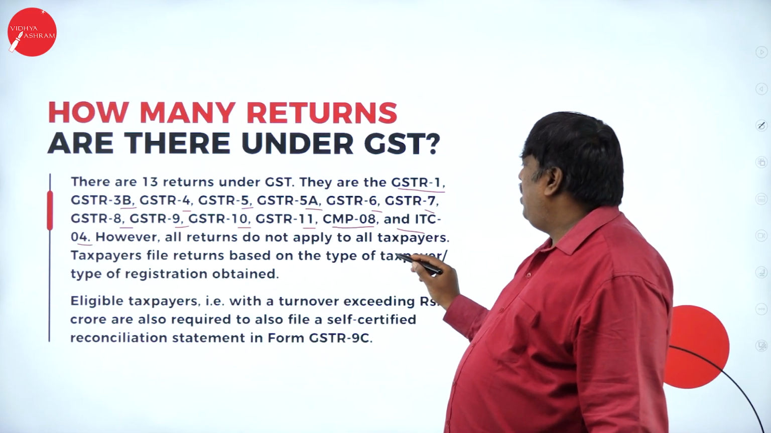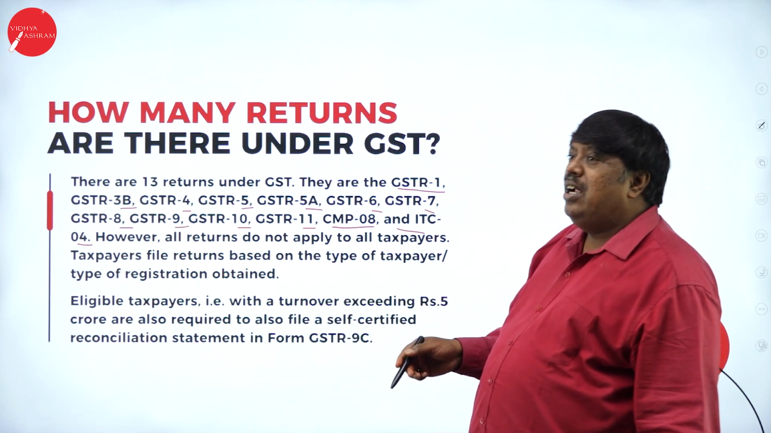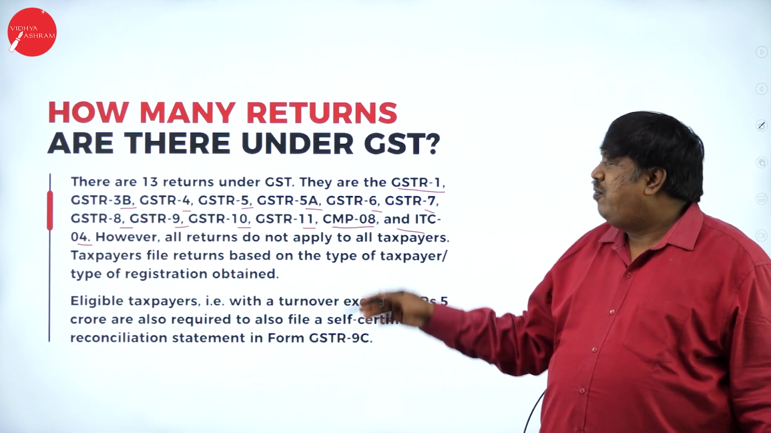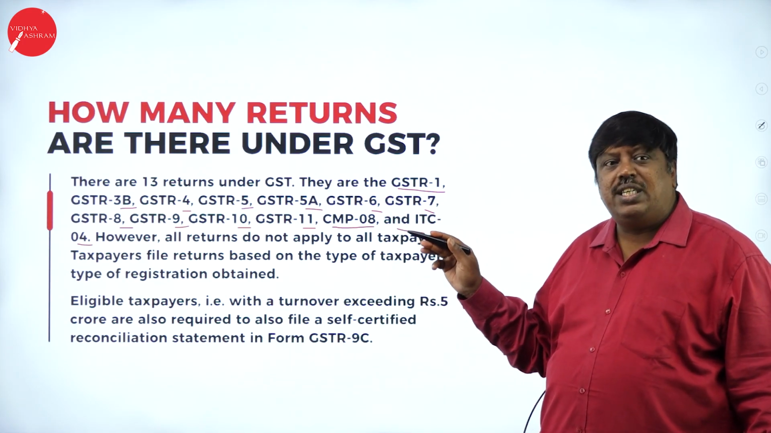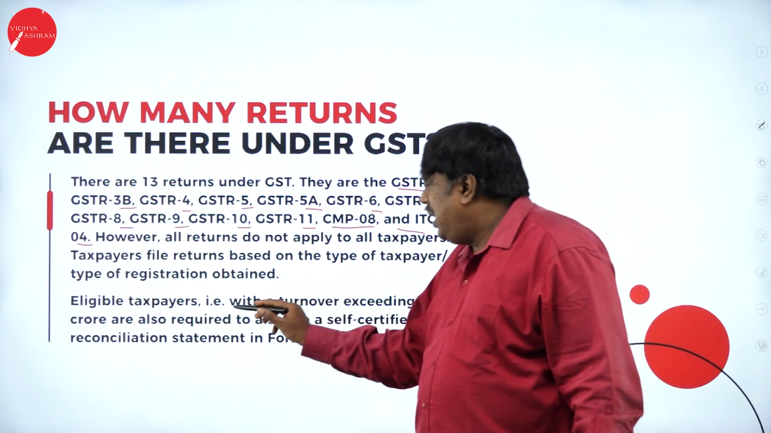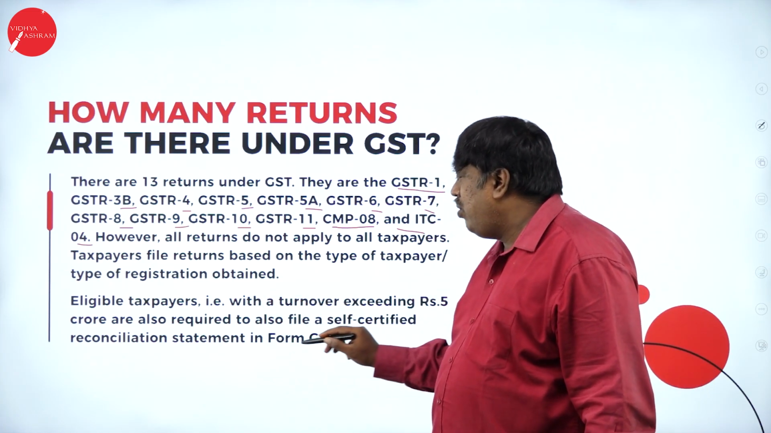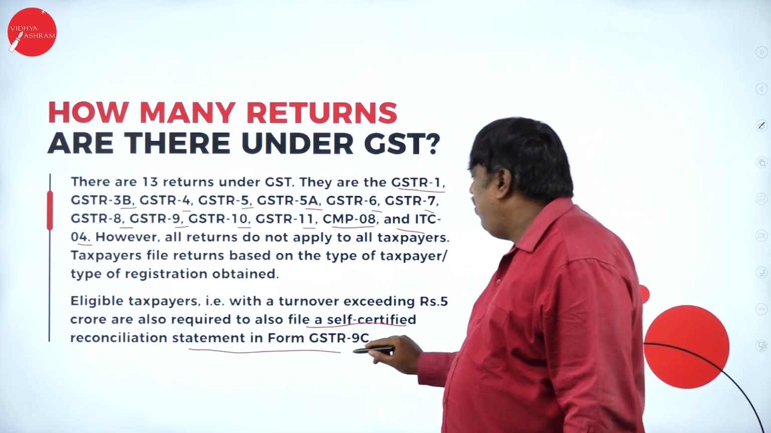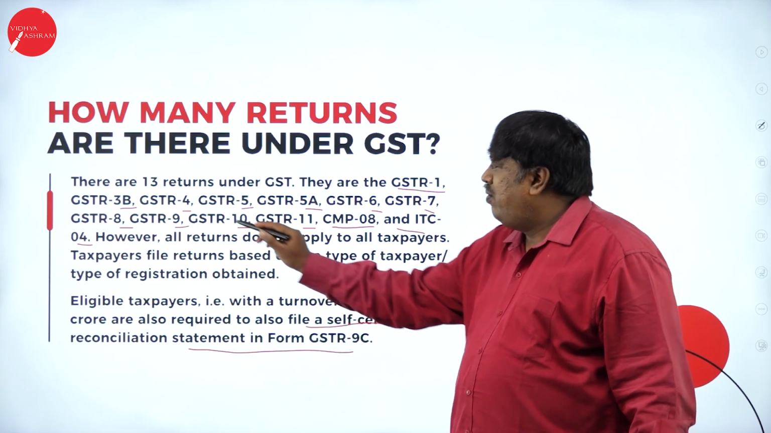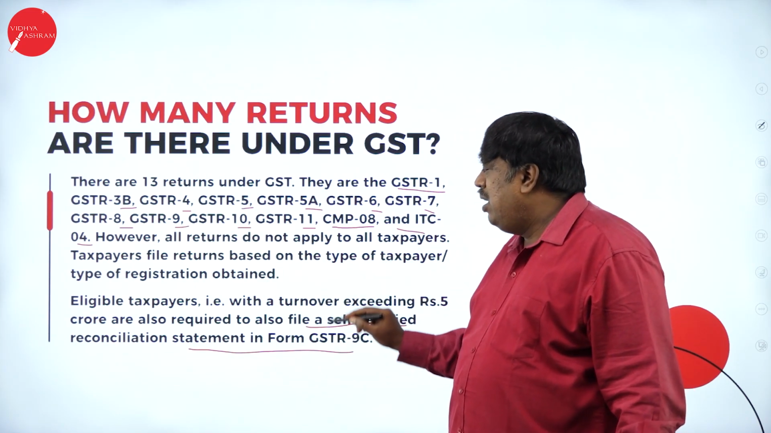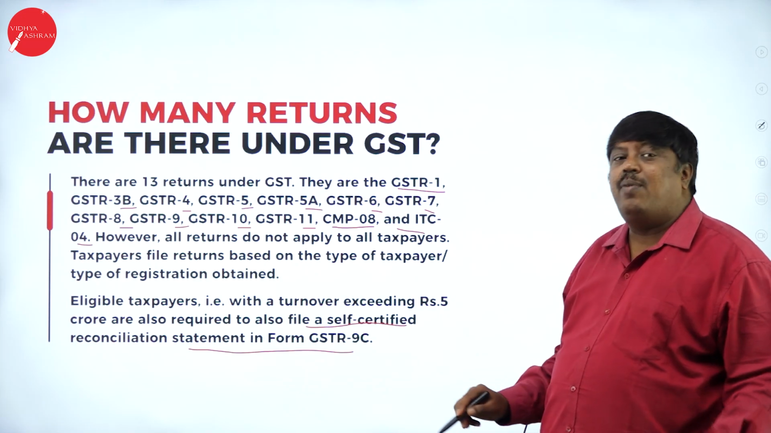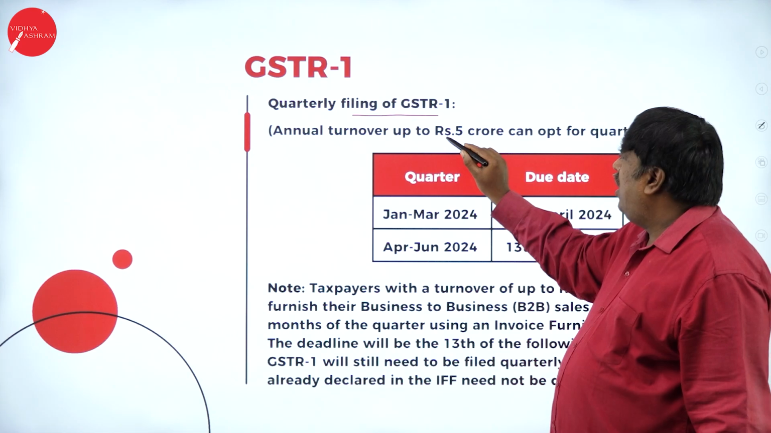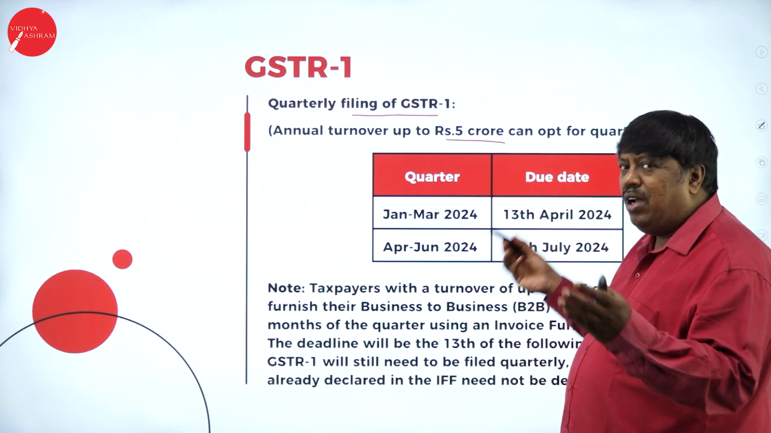However, all returns do not apply to all taxpayers; it depends on the type of business or services they are doing. Based on that, the form has to be submitted to the GST authorities. Eligible taxpayers with a turnover exceeding rupees 5 crore are also required to file a self-certified reconciliation statement in form GSTR 9C. Here we have 9, and here we have 9C for the people having turnover above 5 crores.